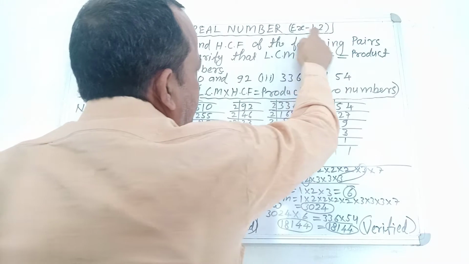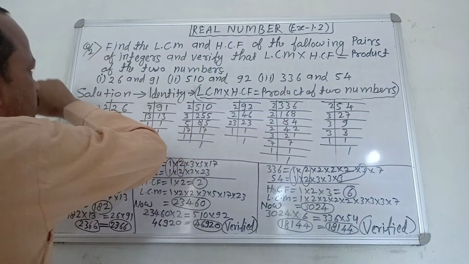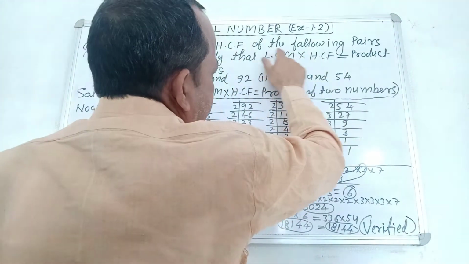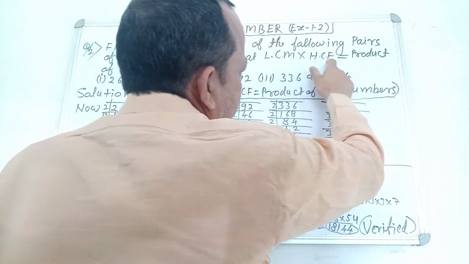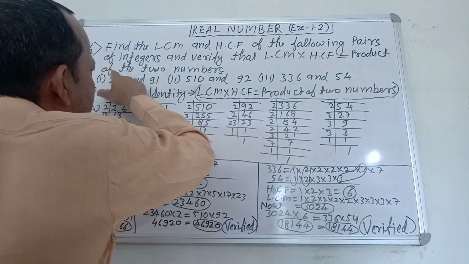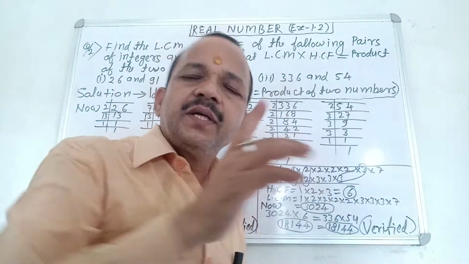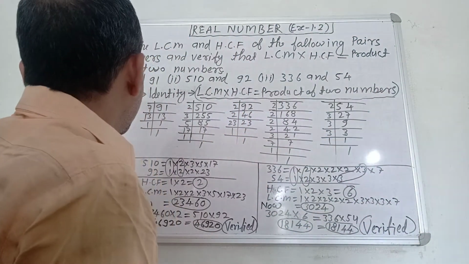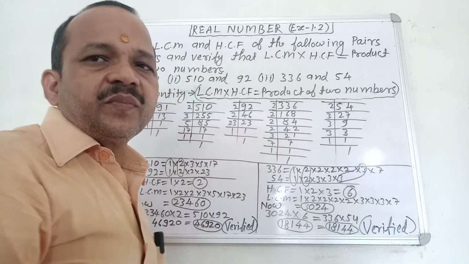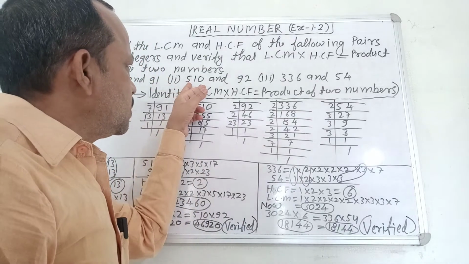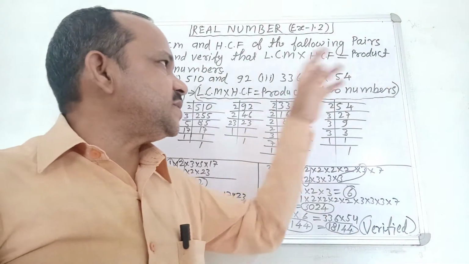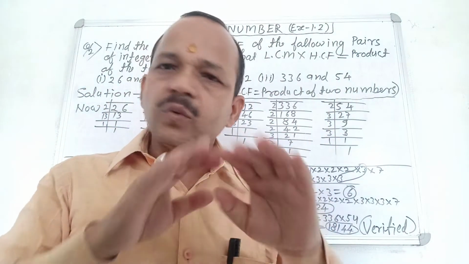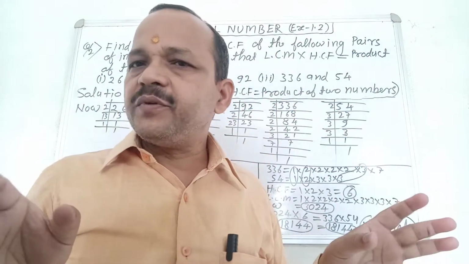Real numbers, exercise 1.2, question 2. Find the LCM and HCF of the following pairs of integers and verify that LCM multiply HCF equal to product of the two numbers. It is the question. First question, 26 and 91. Second question, 510 and 92. Third question, 336 and 54. Question is clear. No confusion.